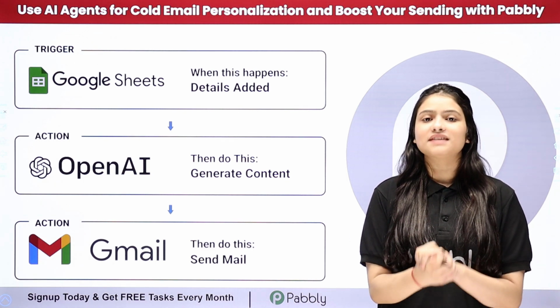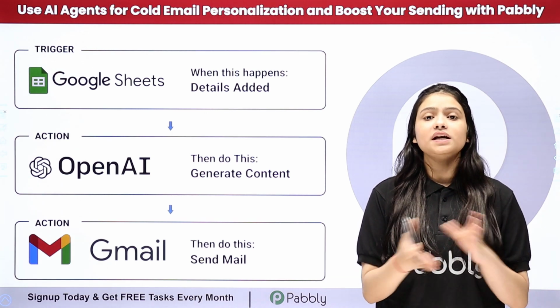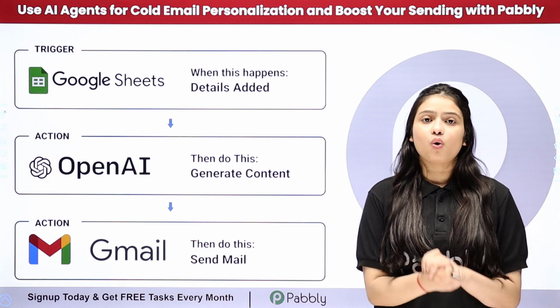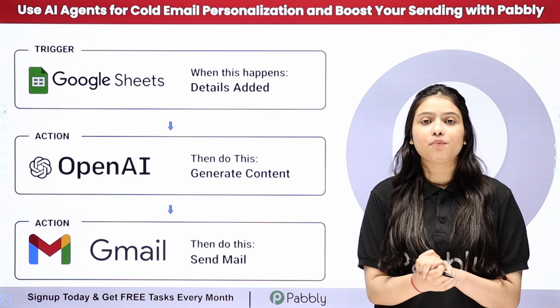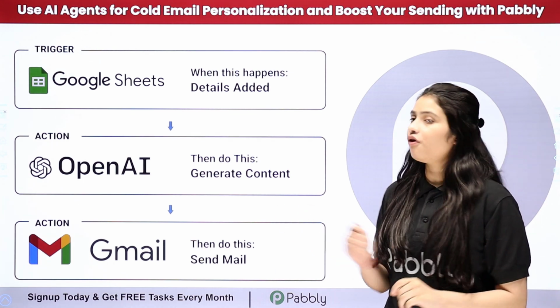Therefore, I have decided to assign this task to my AI agent, that is OpenAI. Now, every time a new lead detail is added in my Google Sheets, a personalized cold email is automatically generated with the help of my AI agent, and it is sent to that lead automatically with the help of Gmail.